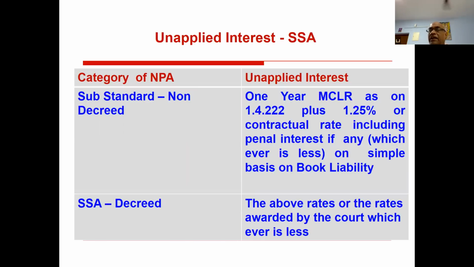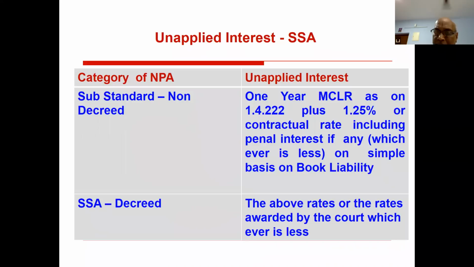For the substandard non-decreed account, if you go by the formula, don't take something less than the formula. If you go by the formula, the realizable value is sufficient to recover the contractual dues. You ask the borrower to pay book liability plus MCLR plus 1.50. The party is also agreeing to pay. Now you are calculating to whom the OTS proposal is to be placed.